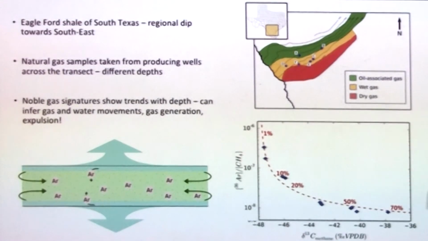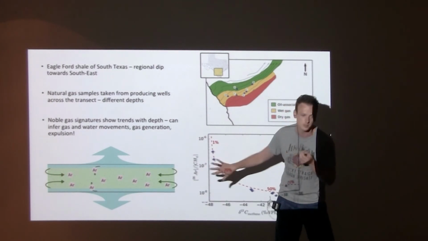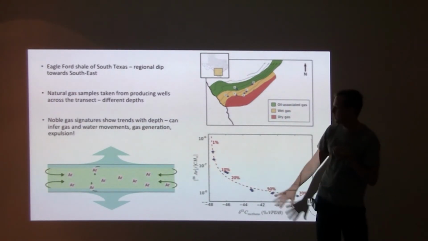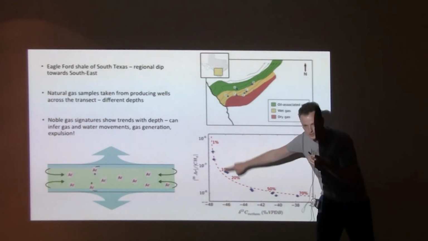We measure all the data, we measure all 23 noble gas isotopes in each sample. We come up with some sort of conceptual models about how the gas and the water is interacting in the subsurface. We formulate some equations to try and explain those, and then we try and fit these equations to our data points here.